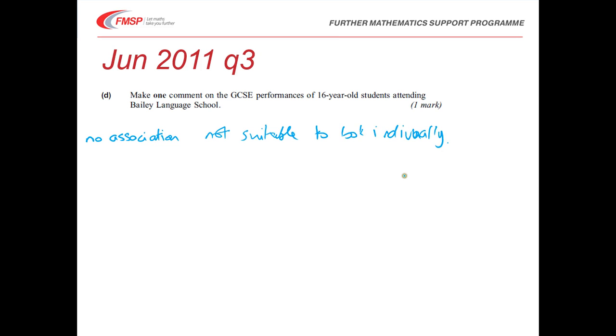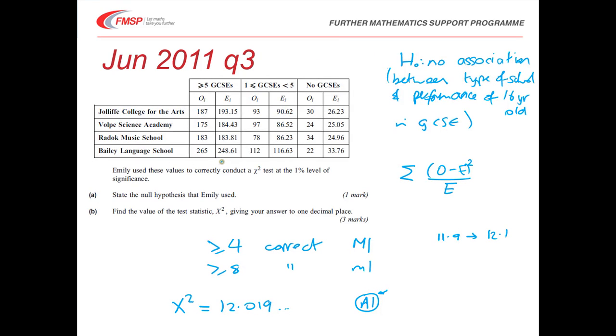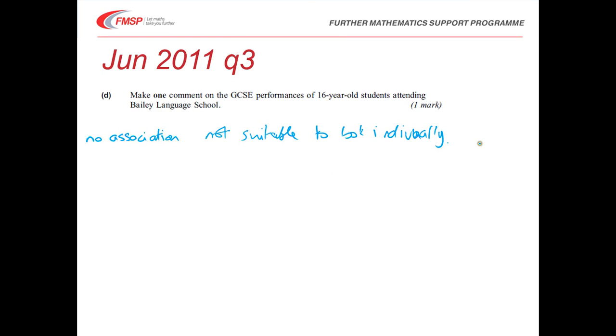So if we look at Bailey Language School's results, there are more than expected gained at least 5 GCSEs. If we look at here, it's just comparing data now, isn't it? 265, 248. That's quite a big jump. So more than expected gained at least 5 GCSEs, or fewer got no GCSEs. It's really just looking at the table. It's only worth 1 mark, so we're not looking at this in massive detail, but that's the kind of thing that we'll be looking for here. Personally, I'd go for this one, but there's lots of different ways of answering these.